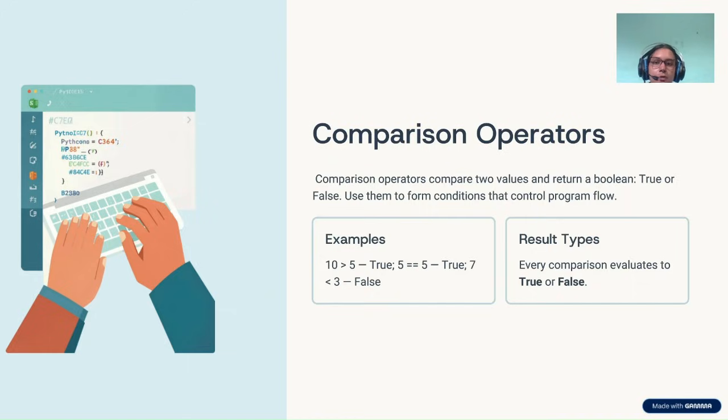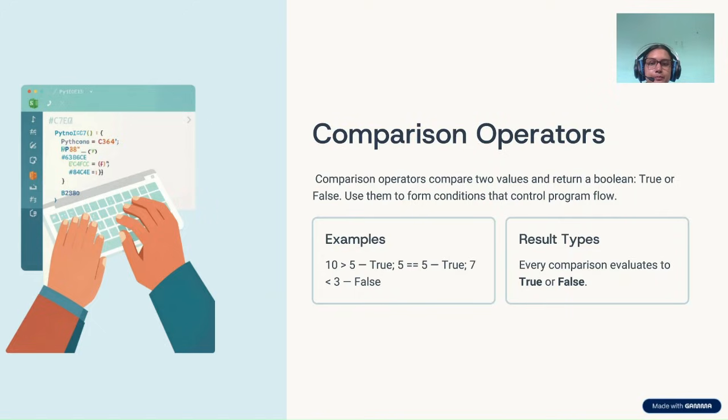So now we move on to our next topic, comparison operators. Before Python can make a decision, it needs a way to compare values, right? Comparison operators help us compare two values. The result of every comparison is either true or false.